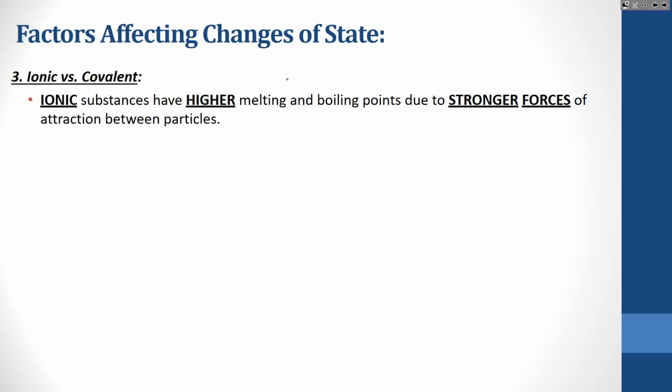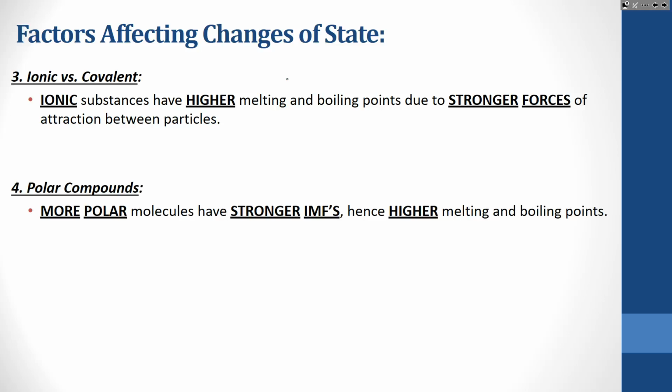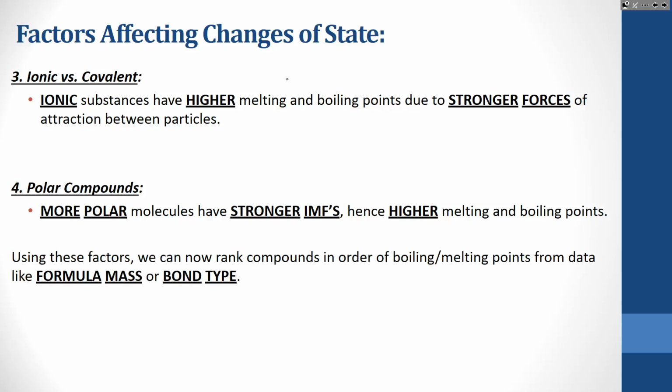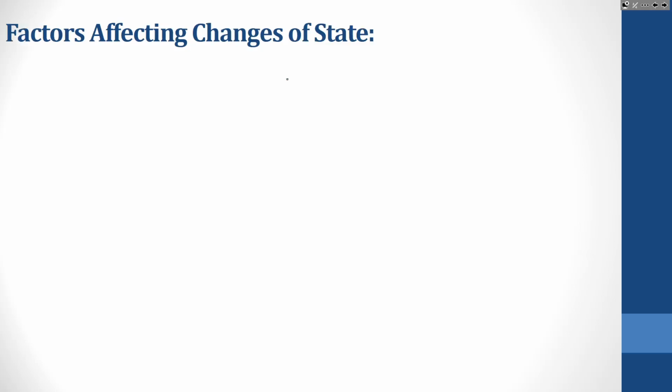Ionic versus covalent, so we're talking again more about intermolecular forces, the way they're held together. Again, you're going to have stronger forces with ionic compounds, so they're a little bit more ordered and structured. Polar compounds, we're going to focus on polar compounds a little bit more when we get to solutions. But again, polar compounds will have stronger IMFs, so it's really mostly about the intermolecular forces. But using these factors, we can rank compounds in terms of their boiling points and determine what they might be based on how big the molecules are or the types of bonds or forces they have between them.